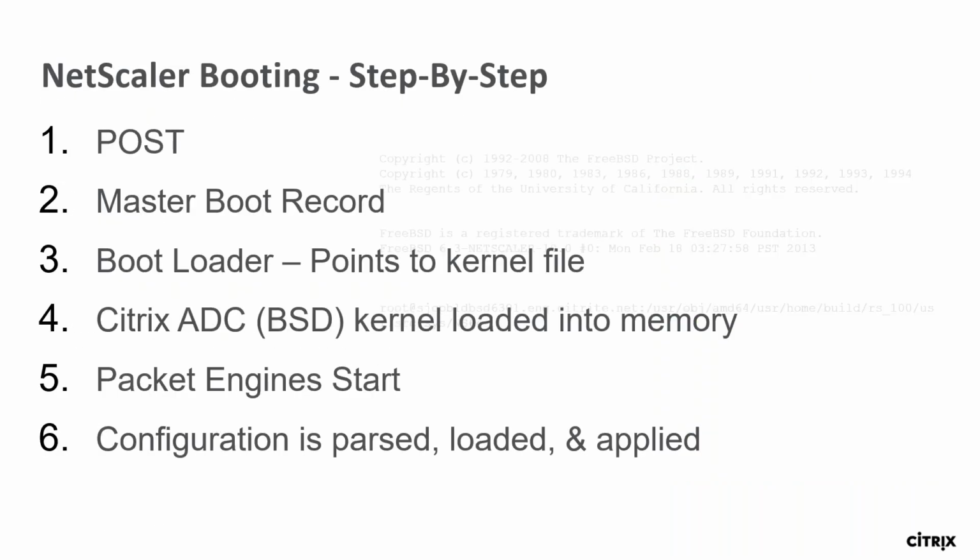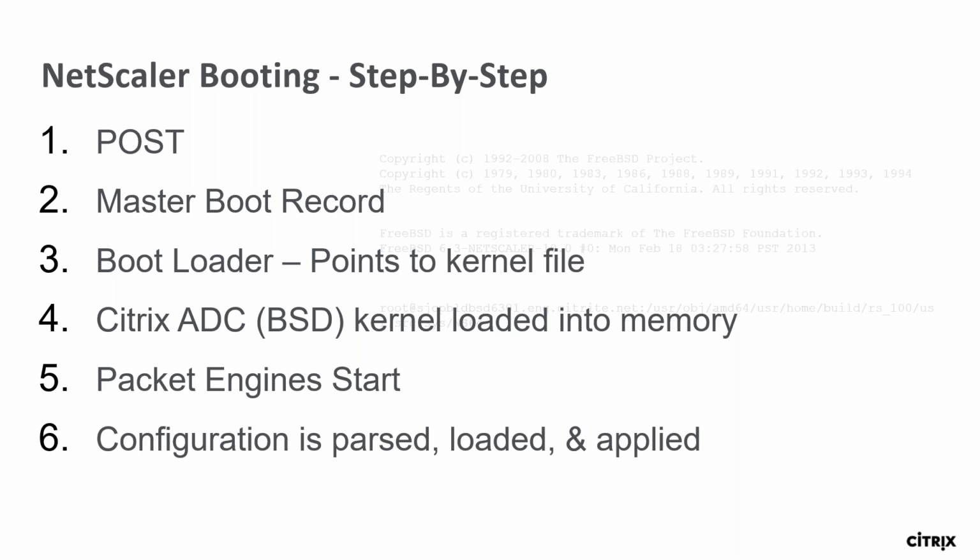When you boot up a device, like anything with hardware, there's a power on self-test. We have a master boot record, and this will load up the bootloader, which points to a kernel file. Right about here is where things start to get different from anything else you've seen. The BSD user space gets loaded into memory. Then the packet engine starts. And this, number 5 here, is where we differ from Linux or BSD as you would be familiar with it.